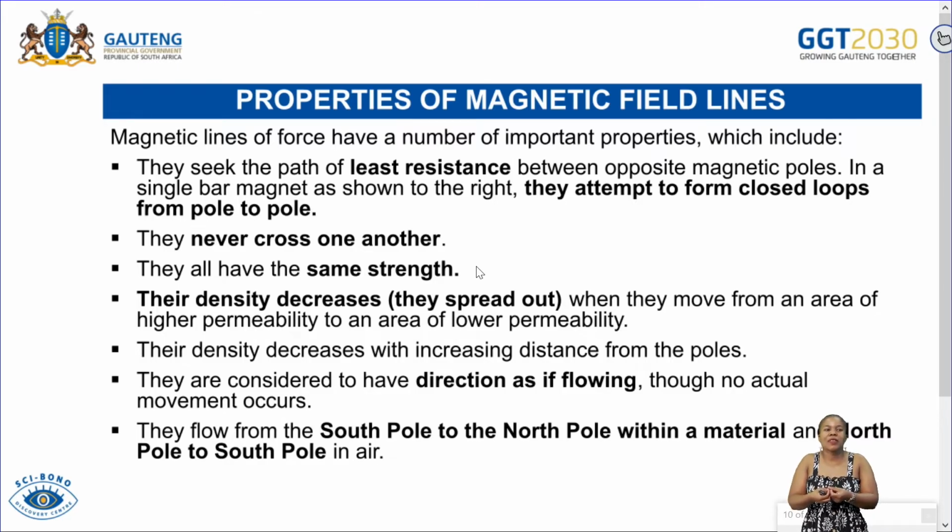Okay, now they are considered to have a direction as flowing through, though there is no actual movement that is occurring. Remember, we had said that they are just continuous lines like that. There is no actual movement that is flowing, but they are considered to have a direction as if they are flowing. Okay, they flow from the South Pole to the North Pole within the material, but on the external part of the magnet, they move from the North Pole to the South Pole in the air.